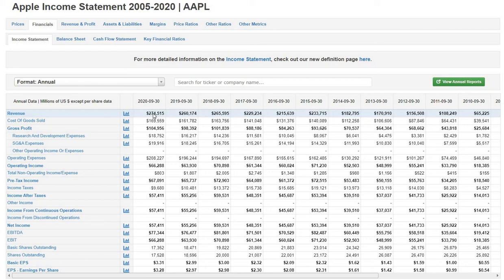However, in the last 5 years, from 2015 to 2020, the revenue growth of Apple has slowed down to about 5% annually, which is something to look out for.